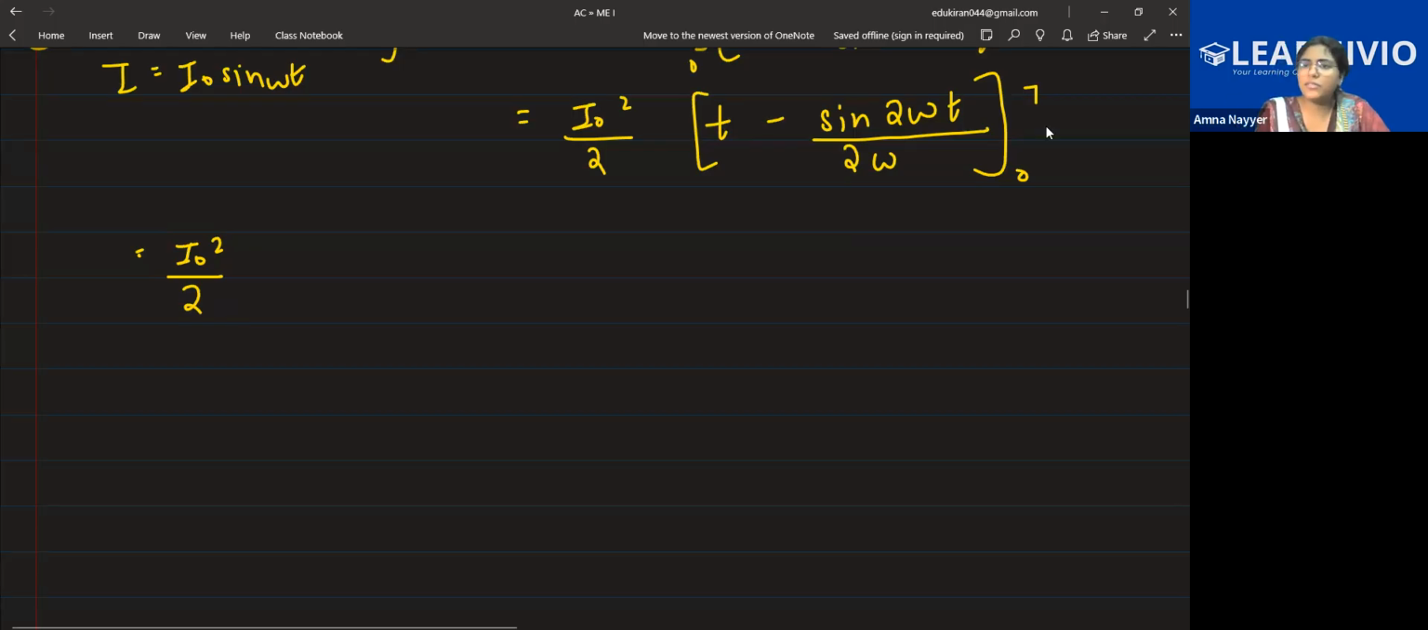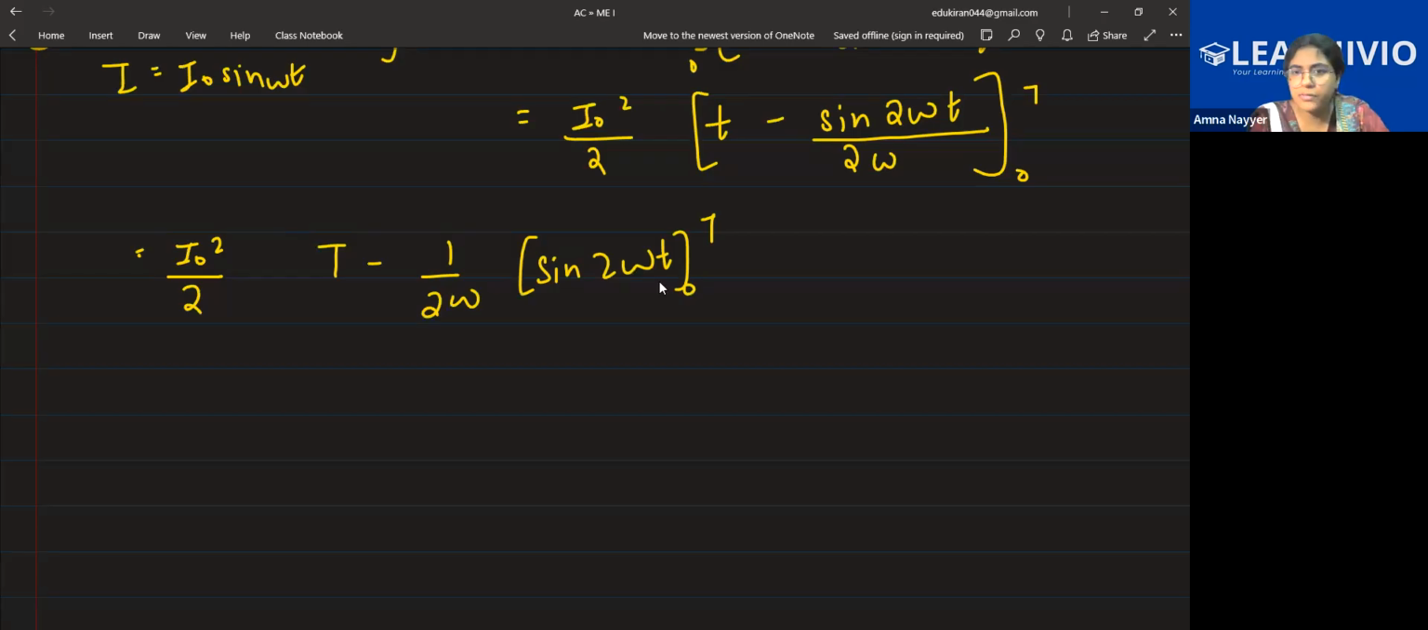So instead of this t, we'll have capital T. Minus 1 by 2 omega is already a constant, and here we will have sine 2 omega t. Here also we have to put 0 to t. This I have put t minus 0, this also has to be put. I'm not doing it in the same step so that you can focus on this first and this.